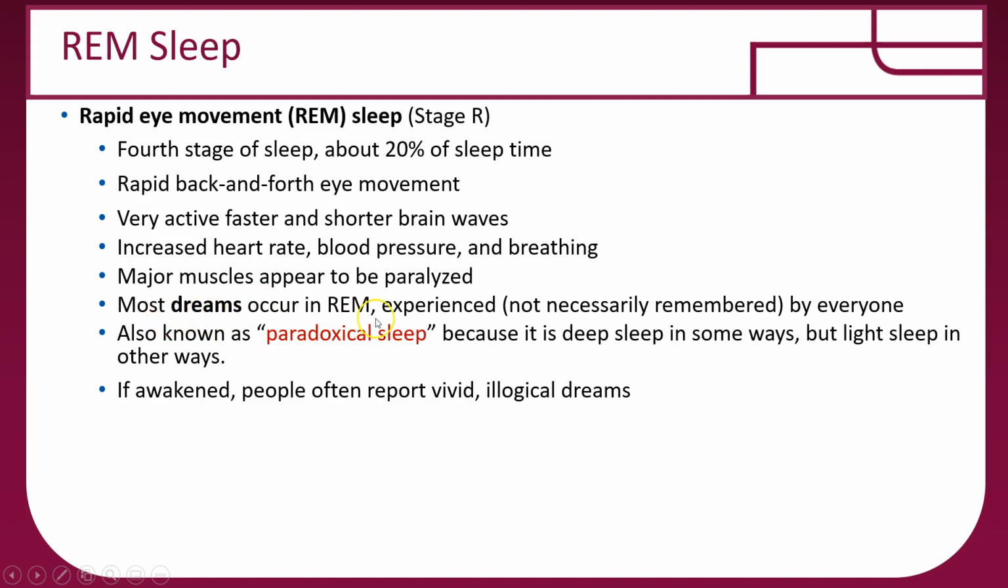Most dreams occur in REM sleep. They're experienced but not necessarily remembered by everyone. And like I said, it's known as paradoxical sleep because it's very deep sleep in some ways. If you think about it, your muscles are paralyzed, but very light sleep in other ways, and that your brain is very active. And if awakened during REM sleep, people often report very vivid, sometimes nonsensical dreams.